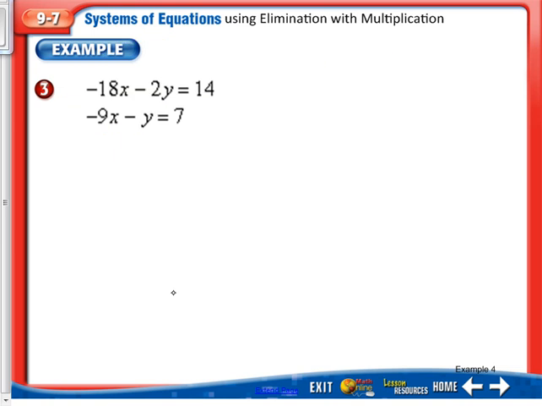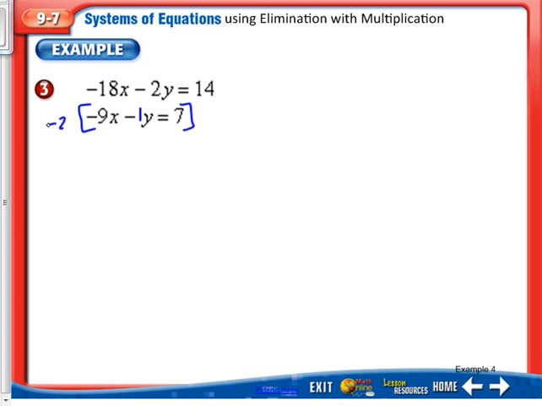Okay, so now with this one here, we have again a negative 18 and a negative 9. We have a negative 2 and a negative 1. We could think of that as a negative 1, and we have 14 and 7. So since they're all negatives here, what I want to do is multiply this bottom equation by negative 2.